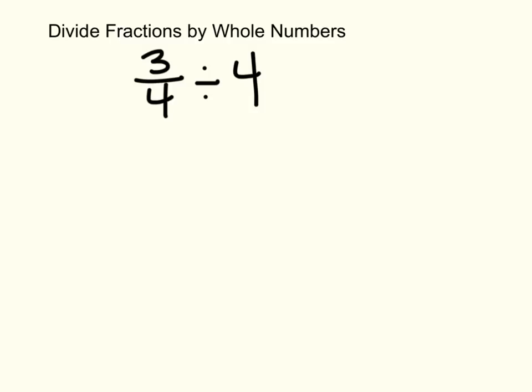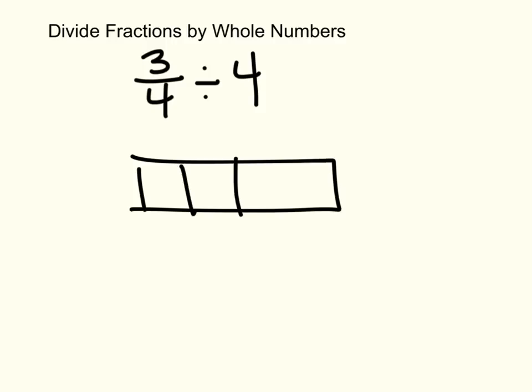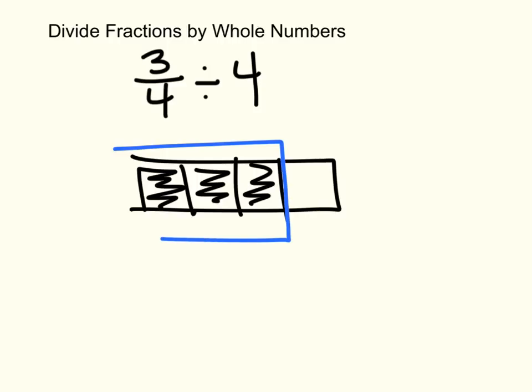So if we think about what we have, 3/4. If I go to shade this out, I have 1, 2, 3/4. Now the problem with this is we have to think about what we're doing. So I have these 3/4 right here. I want to break this into groups of 4.